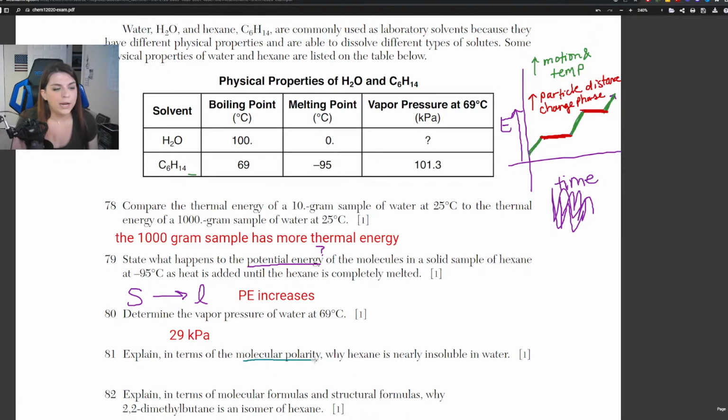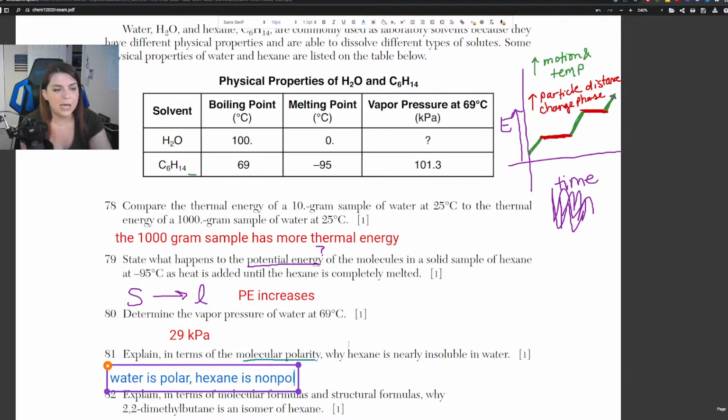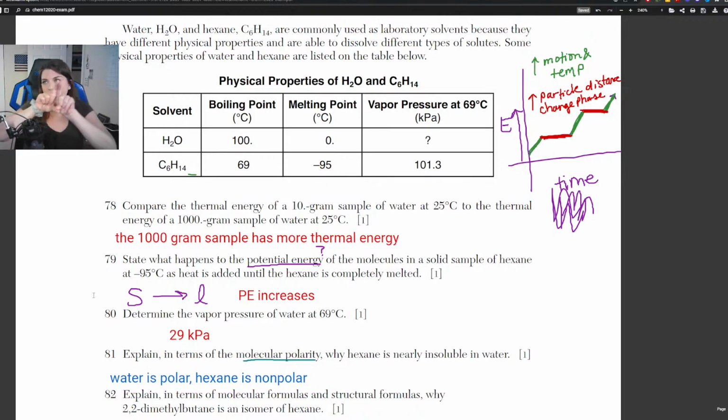So molecular polarity. This is polar or non-polar. So when I answer this question, I have to say the words polar, non-polar, polarity. You're allowed to use related terms. So here I would say, water is polar. Hexane is non-polar. And that would be it. If you drew hexane, you would probably draw it in a big straight line, and it's totally symmetrical. That's SNAP, one of the acronym things. Symmetrical is non-polar, and asymmetrical is polar.